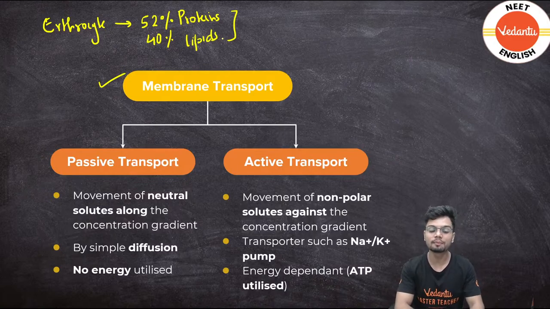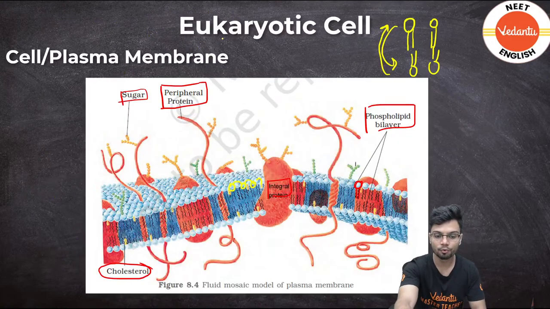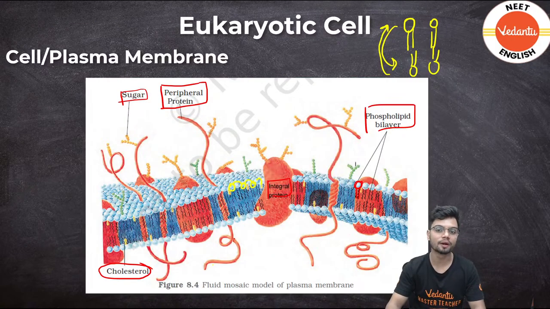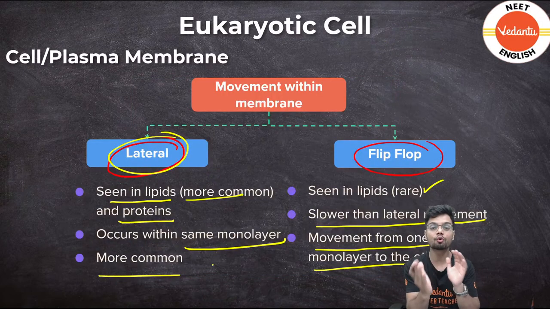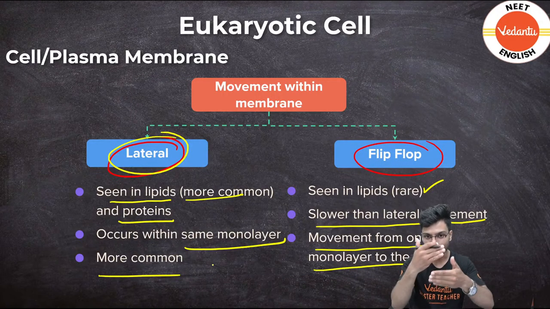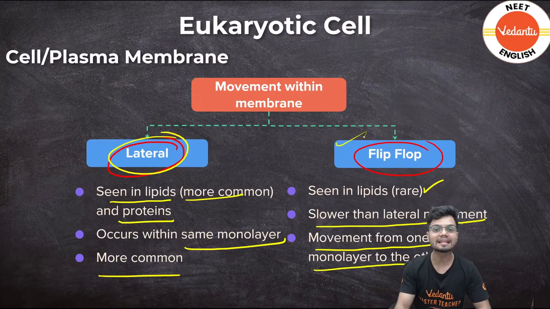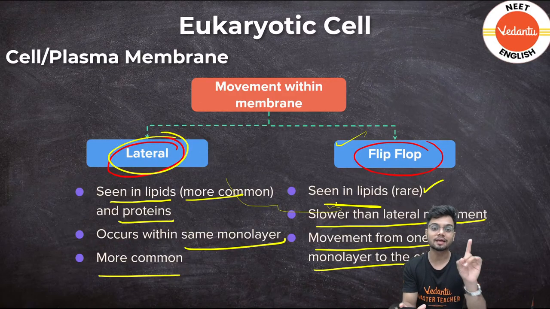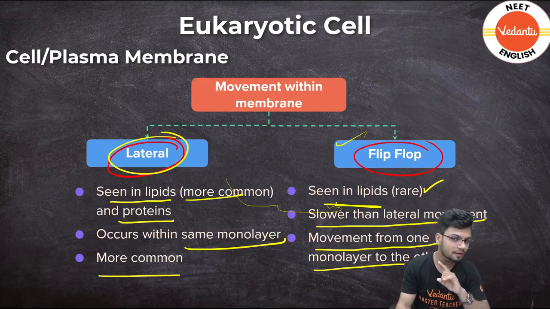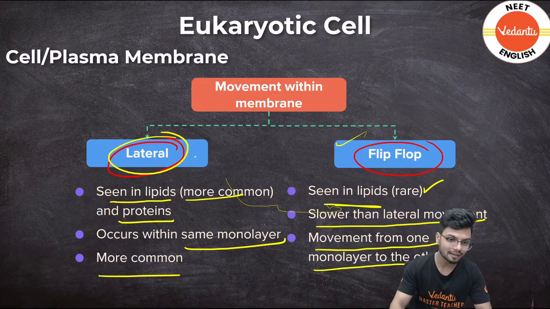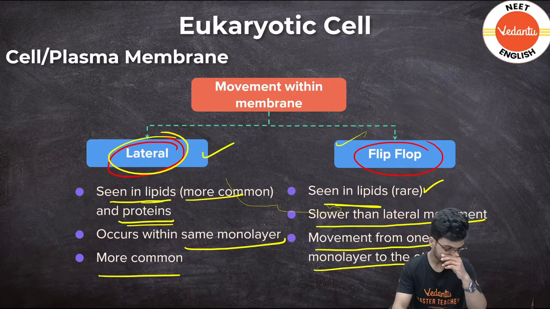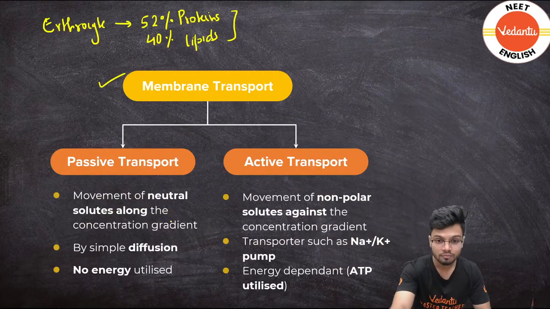Singer and Nicholson gave the fluid mosaic model, which is quasi-fluid in nature. Why is it quasi-fluid? Because it shows movement within the layer and also in between the layers. Between the layers is called your flip-flop movement, which is very rarely seen in the case of your lipids. And this flip-flop movement is completely absent in the case of your proteins. Proteins will never show flip-flop movement. But lateral movement is seen in the case of your lipids and proteins. Clear, everyone? Any doubt here?